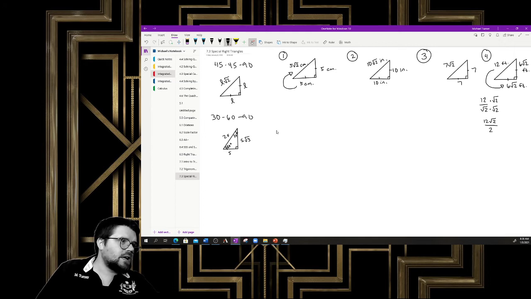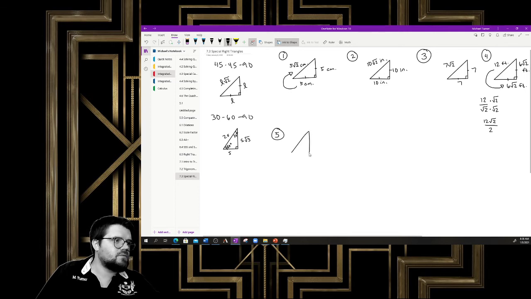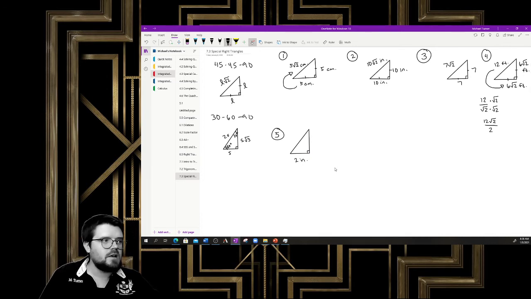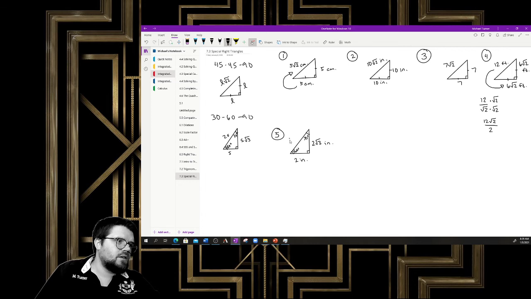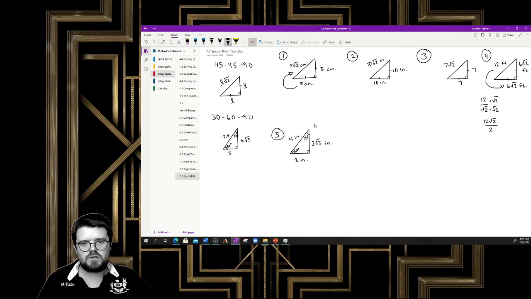Okay. For 30, 60, 90 triangles, similar process. Again, the easiest is when we start out with the short side. So if I give you, let's say, 2 inches for the short side, then the long leg, and typically they'll show you your angle measurements here, but if I'm given the short side, then the long leg is that times the square root of 3, so 2 radical 3. And the hypotenuse is double whatever the short leg was. So 2 times 2, hypotenuse is 4 inches.